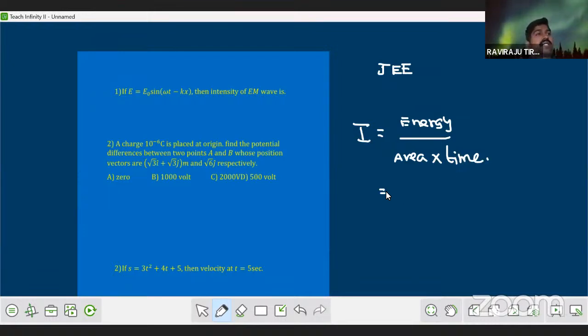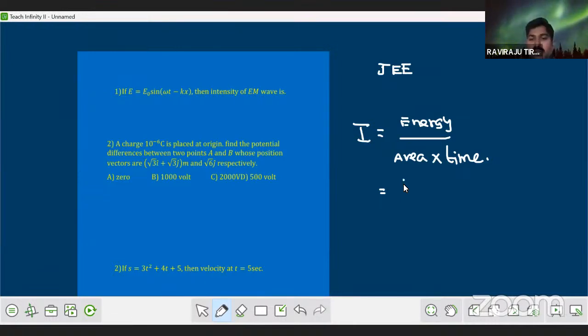Because the options are given in terms of epsilon naught, we have a formula in terms of epsilon naught. Anybody remember any formula related to energy? Not exactly for energy, related to energy. There is one formula. What is that, Ganesh? Half epsilon naught E square. That is not energy, that is energy density. So it is the formula for energy density. That means energy by volume only, na? But what is there in denominator?